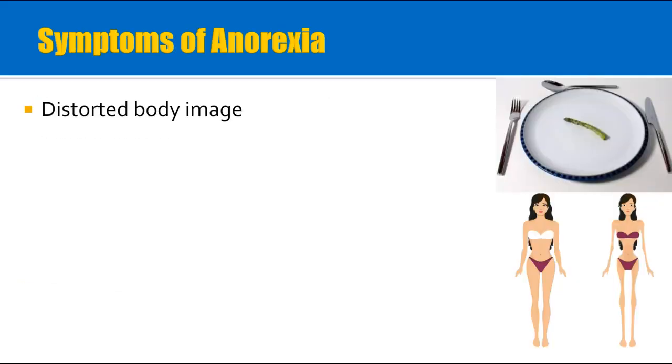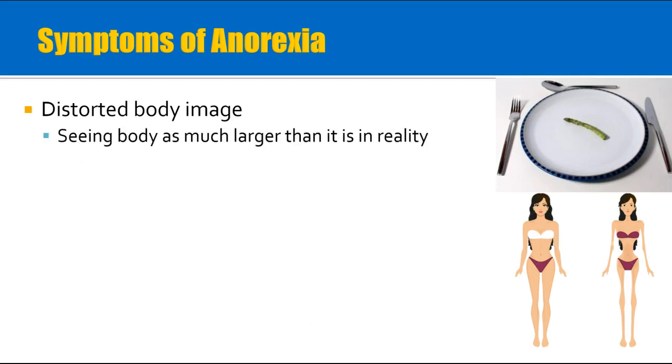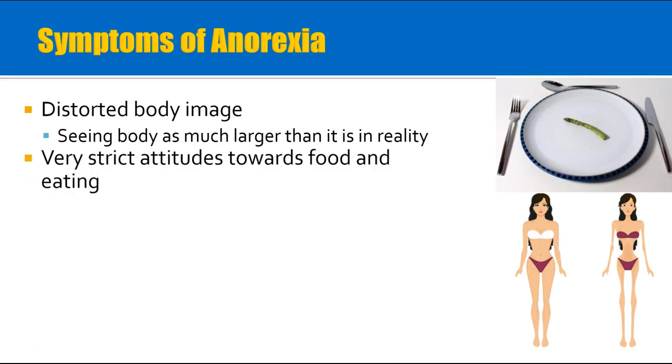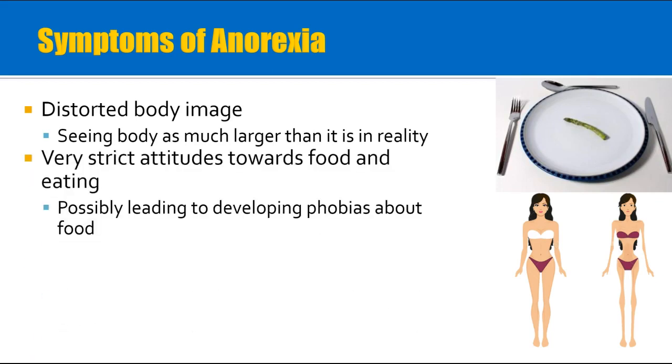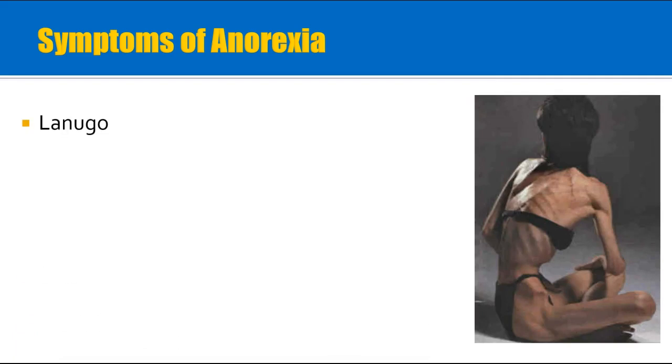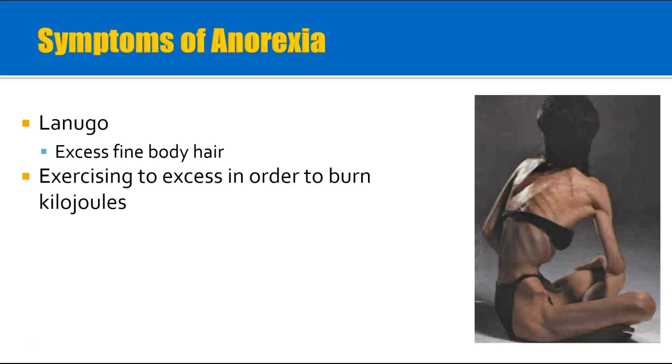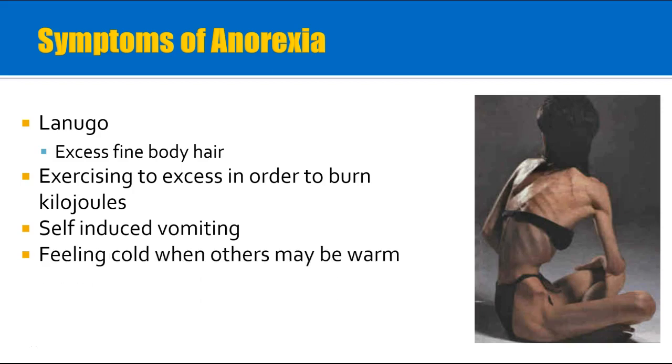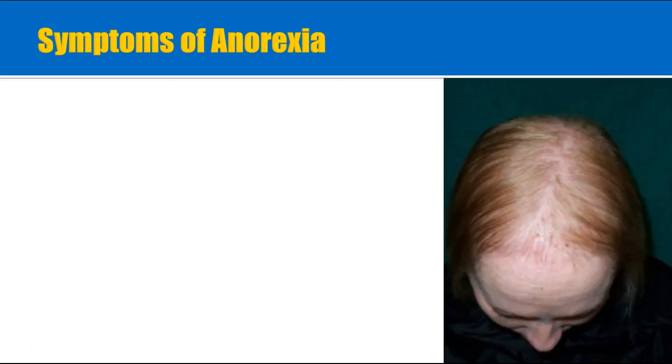So some of the symptoms of anorexia include distorted body image, seeing a body that's much larger than what it is in reality, really strict attitudes towards eating food, a loss of menstrual periods as well. Lanugo, which is an excess of fine body hair, excessive exercising to burn extra kilojoules, self-induced vomiting, feeling cold when others may be warm, and a lower BMR due to fasting.